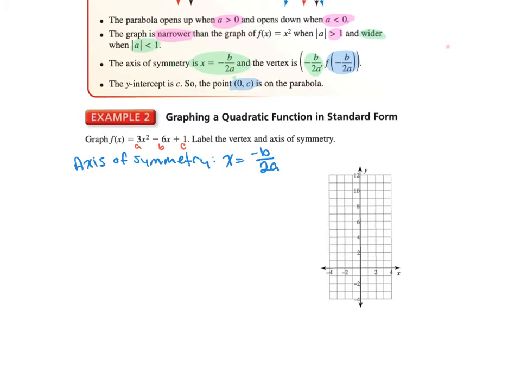So let's plug in negative b, so negative 6, so that's a positive 6, over 2 times a, which is 3. So this is 6 divided by 6, which is 1. So our axis of symmetry is x equals 1. So let's graph that. So there's our axis of symmetry. All right, so our vertex is on that line.